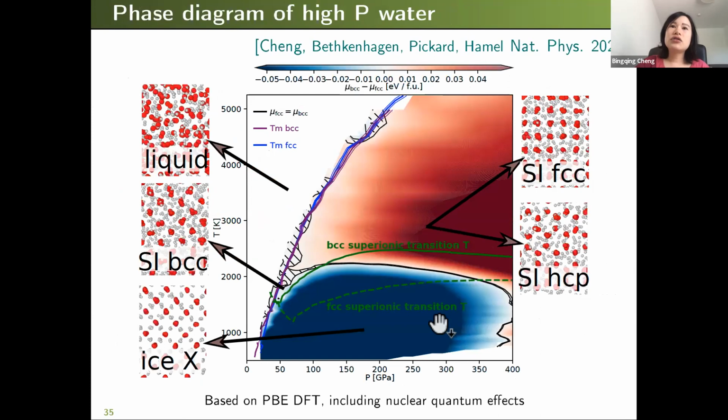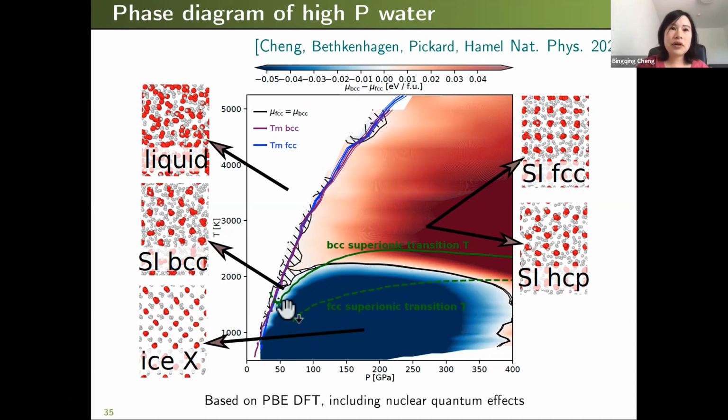So for that, we carry out the computation, again using a machine learning potential. Let me walk you through this plot. Essentially, at low temperature, between let's say 20 to 400 gigapascal, the stable form is the so-called ice X. This is a sort of familiar form, and it's insulating.